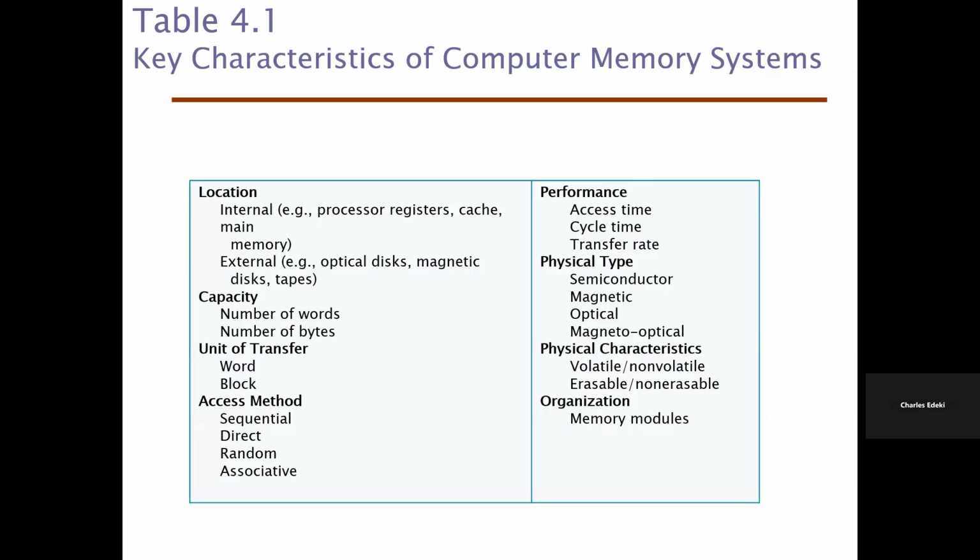Okay, if no question, we go to the performance also. We have the access time, cycle time, transfer rate. Then we have physical type, and also physical characteristics. And then the organization.